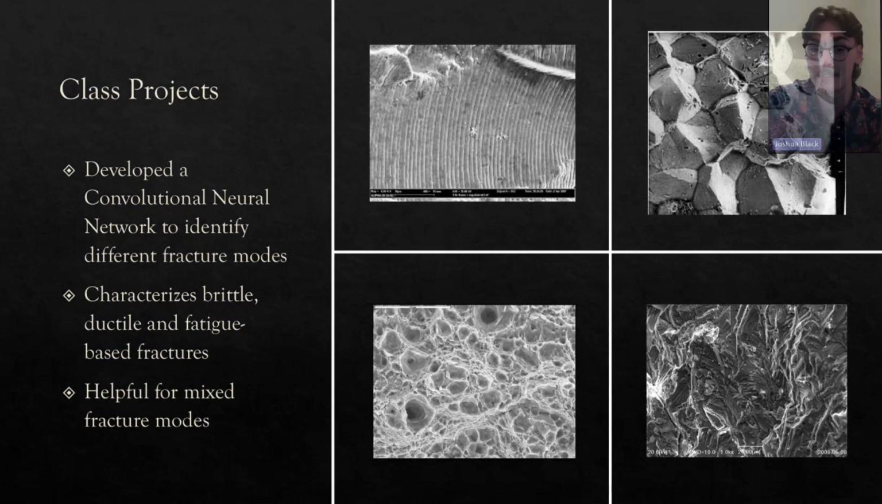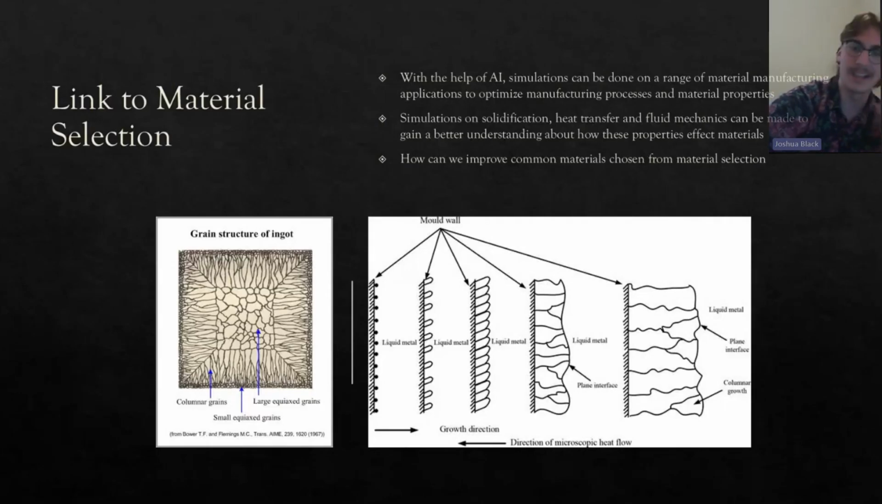And now that I've developed that, I personally feel like developing another algorithm for very, very different images would be so much easier, because some of these images can be the same, and that's where our issues laid. So now, how can we link machine learning to material selection?